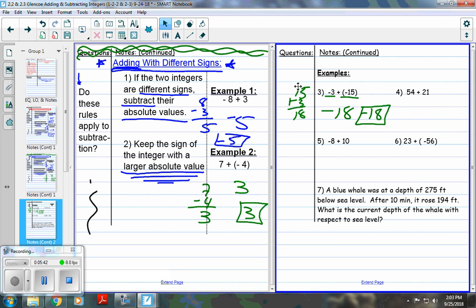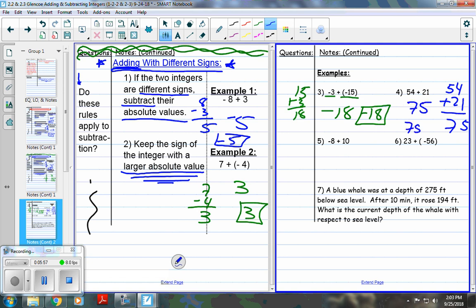Okay, welcome back. So problem 4, we got 54 plus 21, both positives. So we use the adding with same sign directions. We get 75. Both were positive, so the answer is staying positive. Moving on to number 5. Negative 8 plus 10. They are different signs. Since they're different signs, we have to subtract their absolute values. And we keep the sign of the larger absolute value. 10 is farther from 0, so our 2 is going to remain positive.